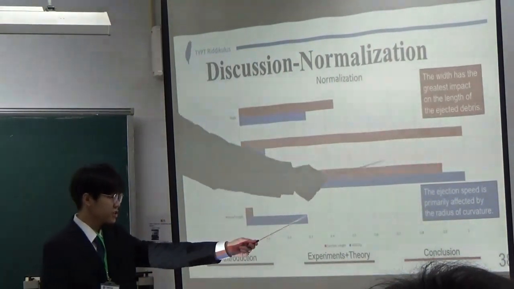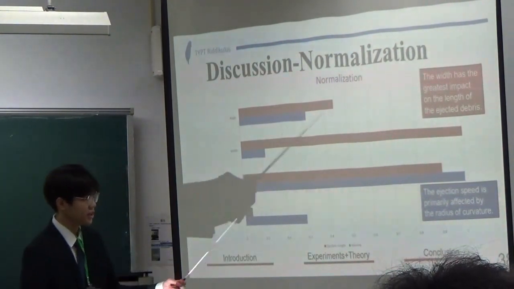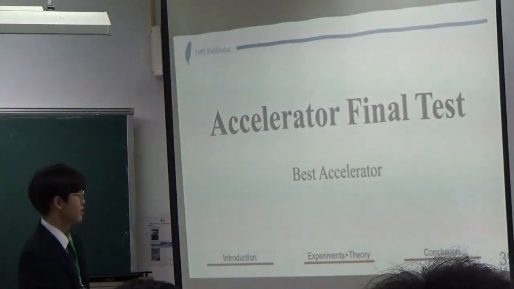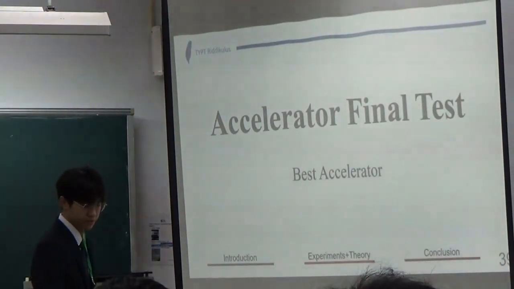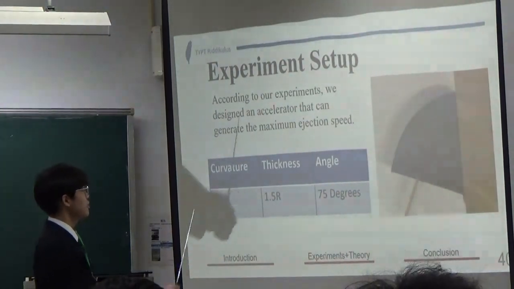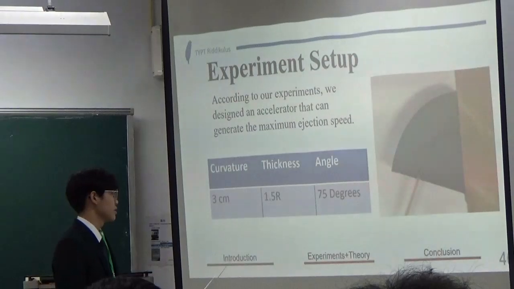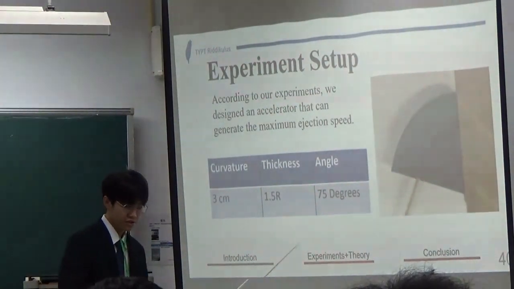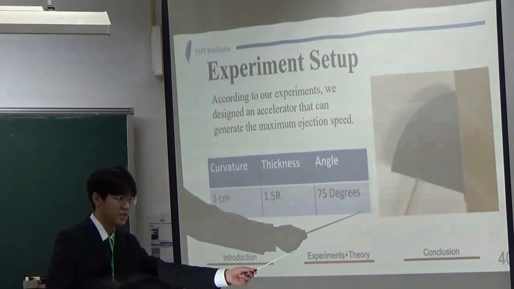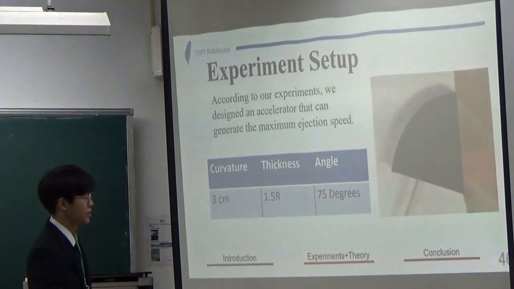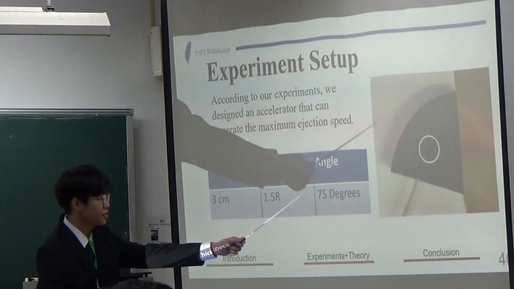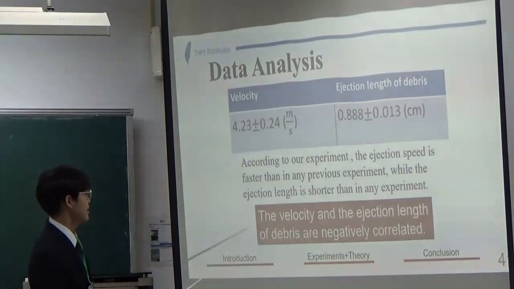And the ejection speed is primarily affected by the radius of curvature. So this is our accelerator final test. According to our experiment, we designed an accelerator that can generate a maximum ejection speed, and it has those conditions. And we also use 8 cm natural length to push it. This is the experimental video. And now to my data analysis.